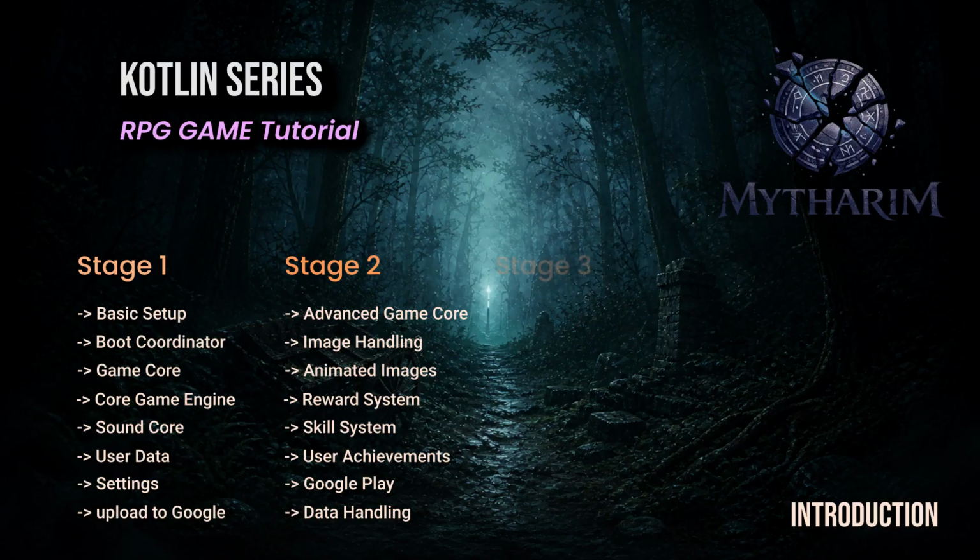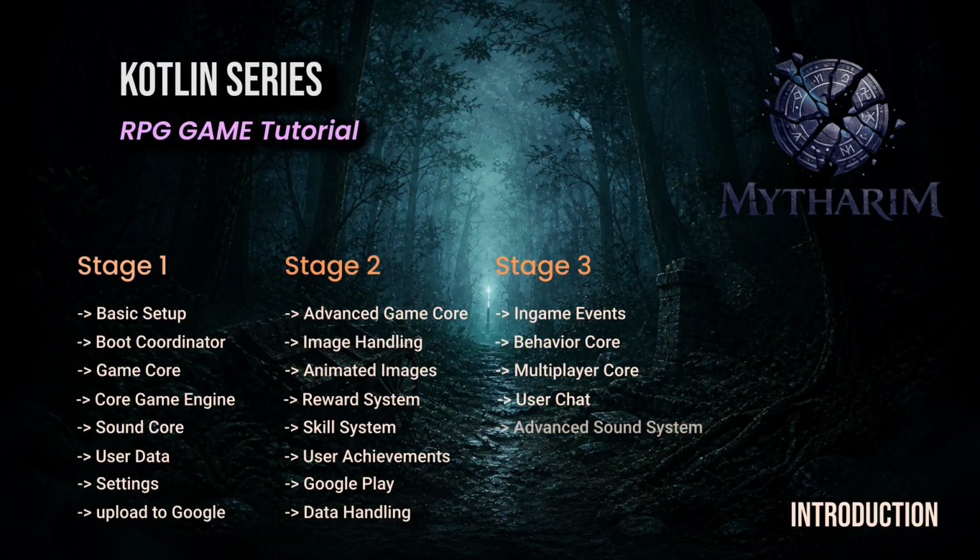Stage 3, Advanced Features. At this stage, things become more advanced, but if you followed along, it will still be manageable. We start with events, seasonal content like Christmas or Easter, to create engagement. Then we move to the behavior core. Most games rely on rigid patterns. Here we do the opposite. The game adapts to player decisions, and we build the foundation for that system.